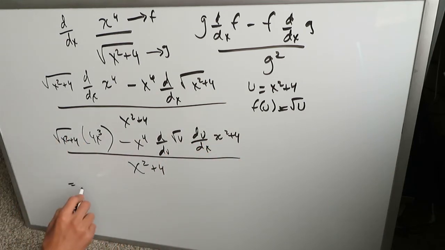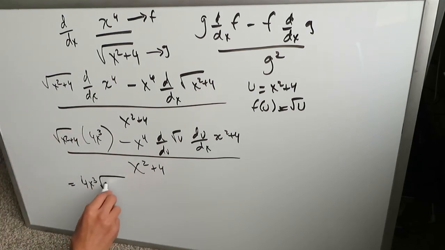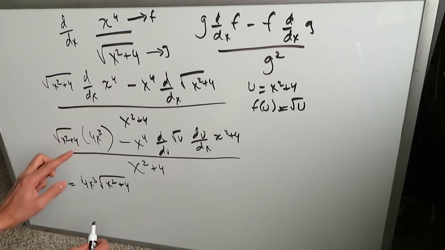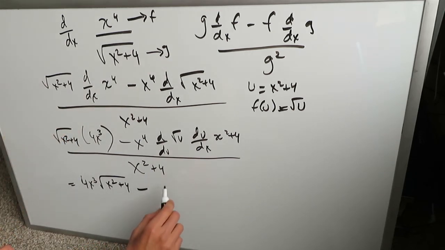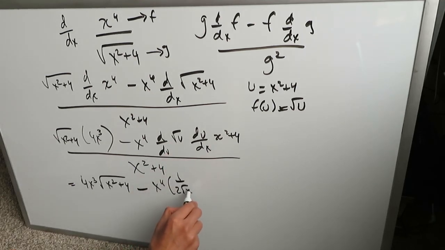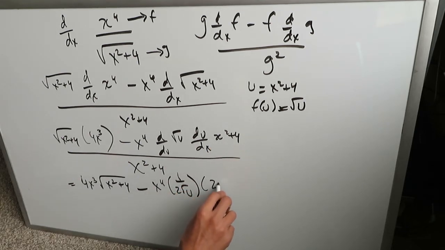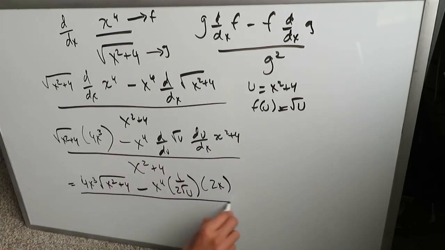I'll have 4x cubed multiplying here with this as a coefficient, x squared plus 4. I've done nothing over here other than just write the coefficient first and the radical next. And then I have x to the power of 4 multiplying by, anytime you see this, you're always thinking about 1 over 2 root and whatever the variable is. I was going to put an x over here, but it's a variable of u. 1 over 2 root u. And the derivative of x squared plus 4 will just be a 2x. Everything here on the bottom remains unchanged, x squared plus 4.